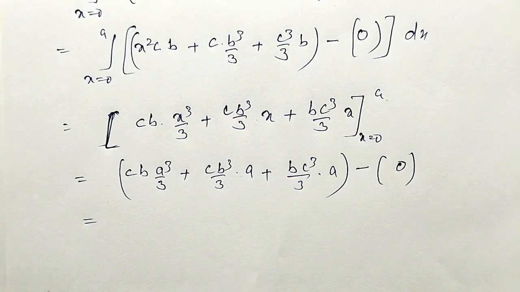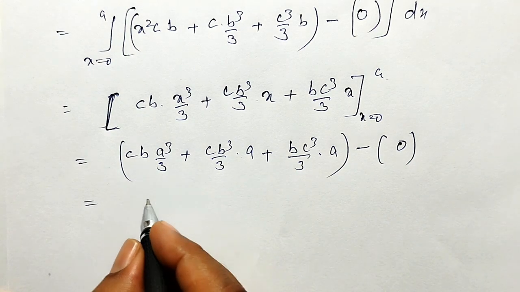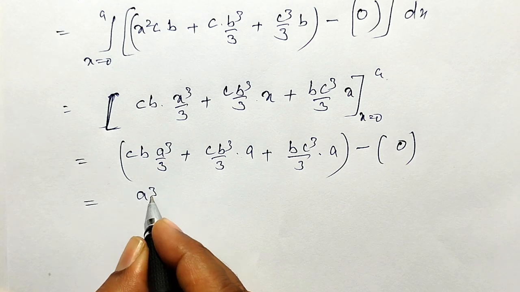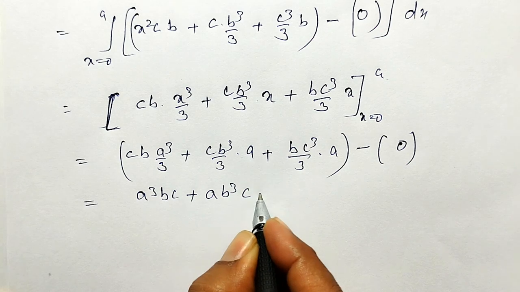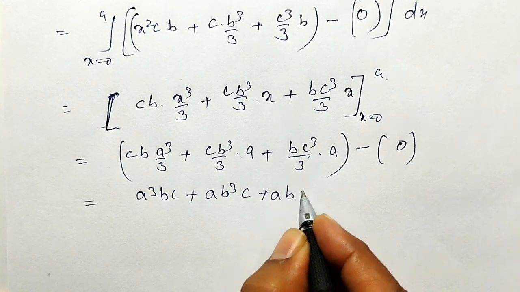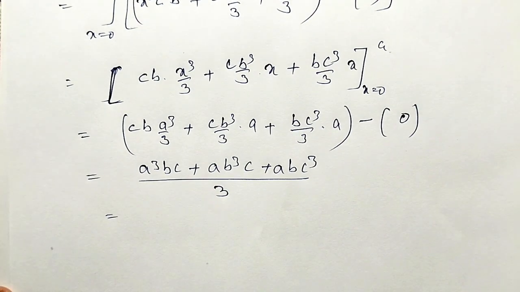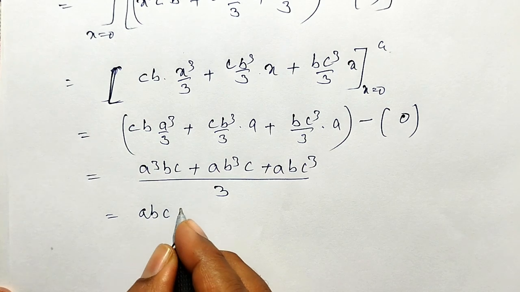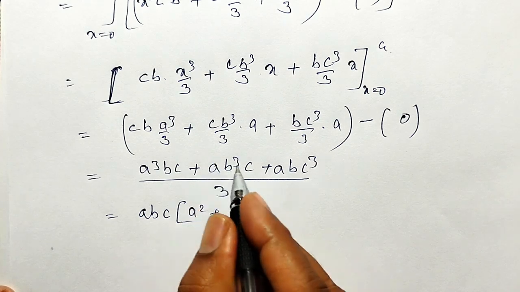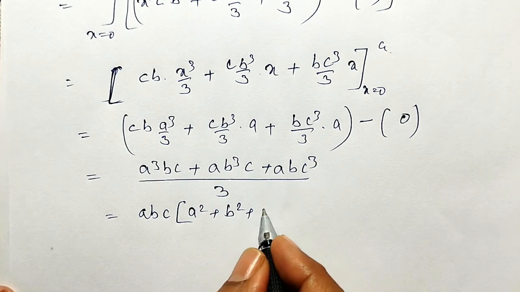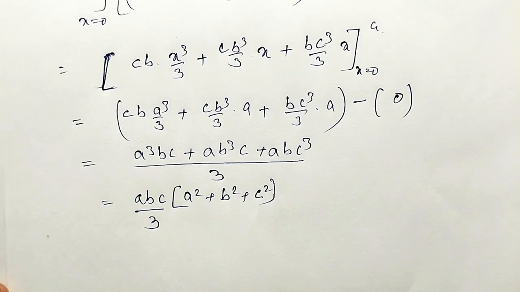Therefore from all three I can write this as (a cube bc plus ab cube c plus abc cube) whole divided by 3. From all three I can take abc common. If I take abc common, I remain with a square here, b square here, and c square here, whole divided by 3. This is the required answer.